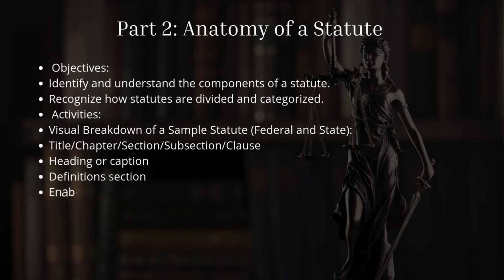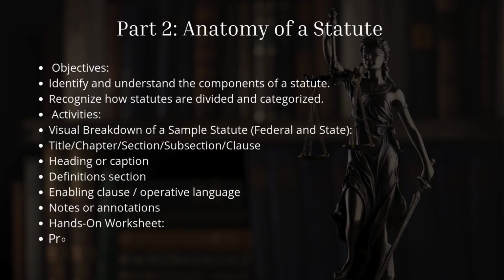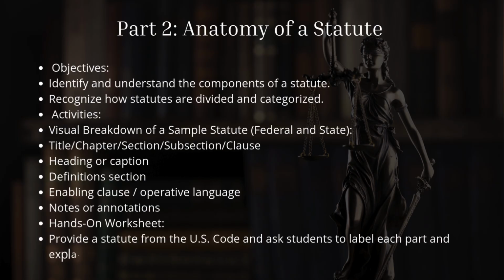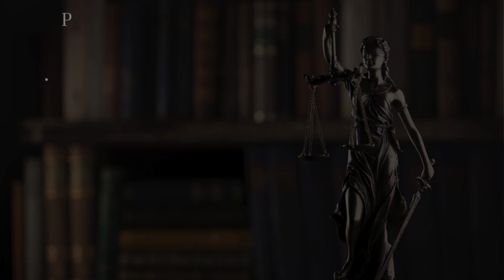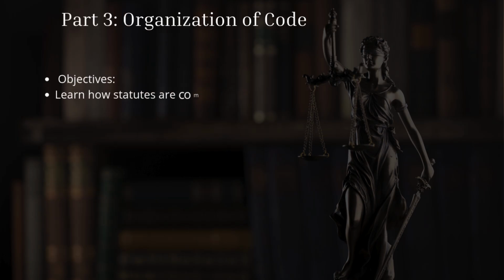Title, chapter, section, subsection, clause. Heading or caption. Definition section. Enabling clause/operative language. Notes or annotations. Hands-on worksheet: Provide a statute from the U.S. Code and ask students to label each part and explain its function.